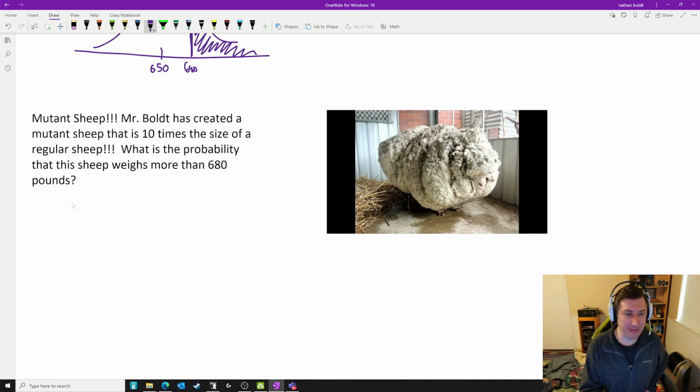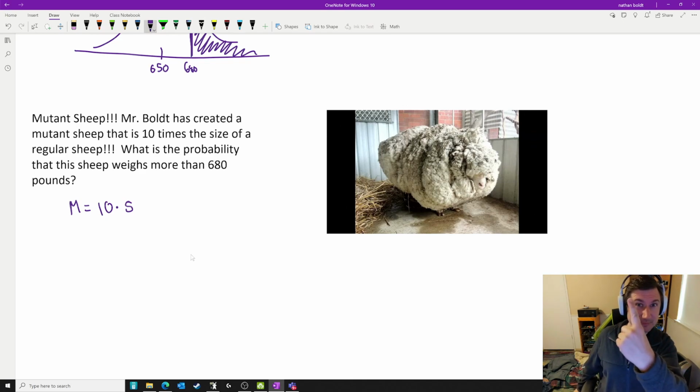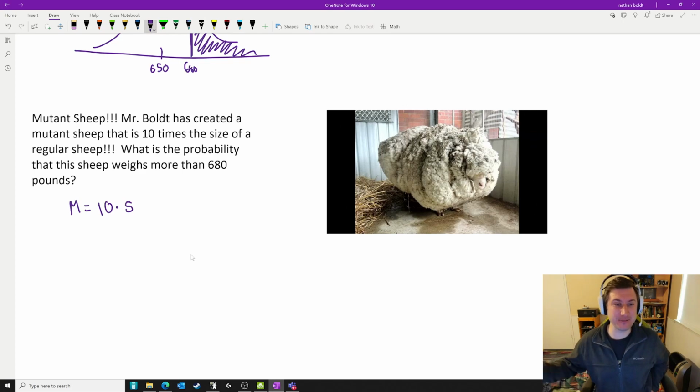All right, so M, my mutant sheep, is equal to 10 sheep. It's 10 times the size. So that will be 10s. But this time I do 10s because I'm only picking one sheep. And it's 10 times the size. So this one is 10 times s, not s plus s plus s plus s, etc., etc. This one is 10s. So now if I want to find the shape, it would still be normal.